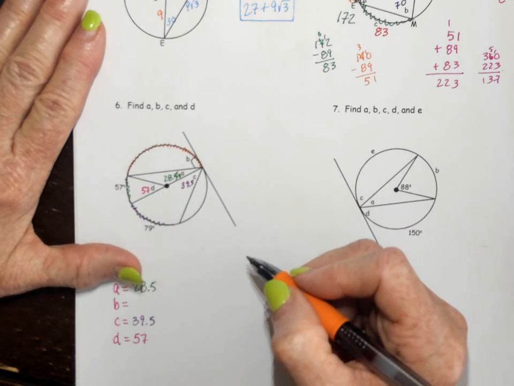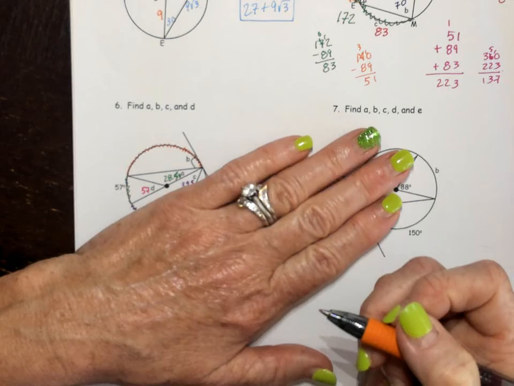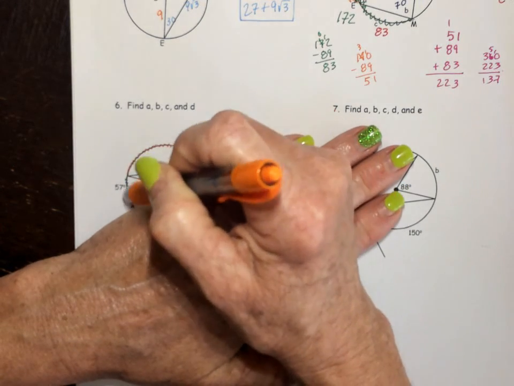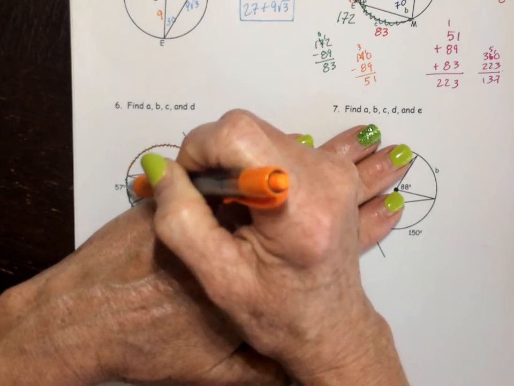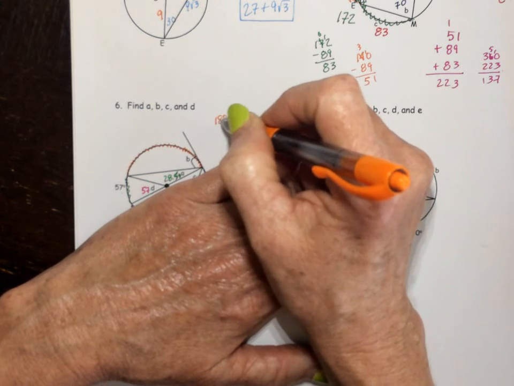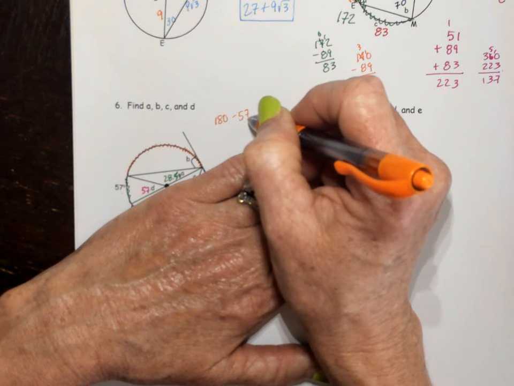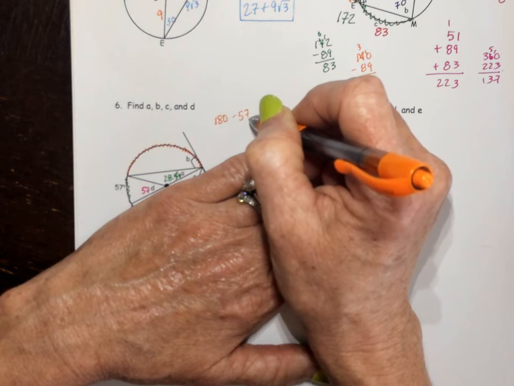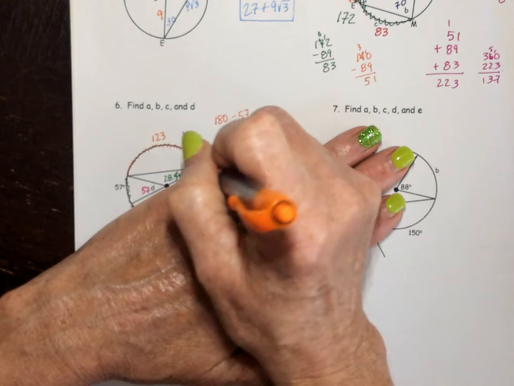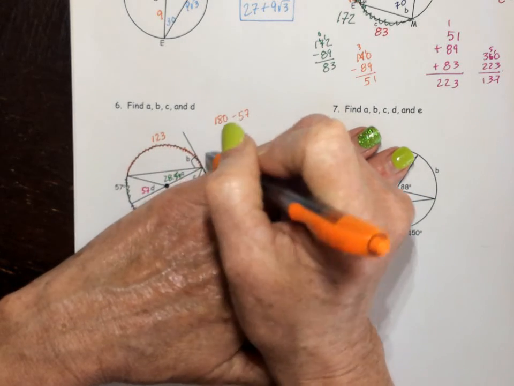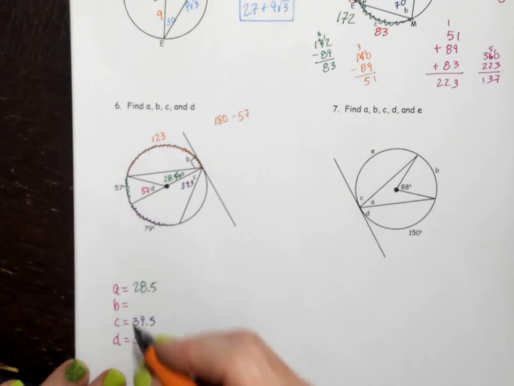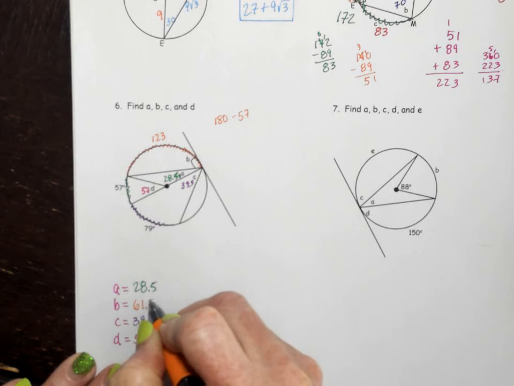Well, to find that arc, we have a diameter right here. So there's 180 degrees. And if we do 180 minus 57, let's see, I'm going to do 180 minus 50, which is 130, and then I'm going to subtract 7 more, so 123. That arc then is 123. To find angle B then, we'll need half of that 123, which is 61.5.